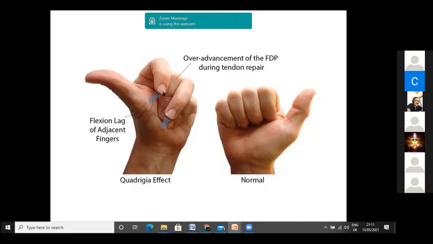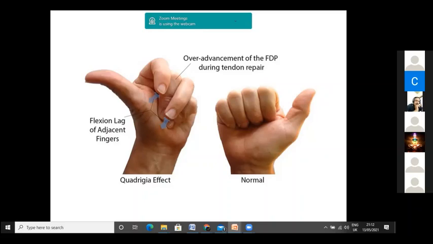So when you try to flex your fingers passively, all have to come together. If one tendon is tighter because of shortening, by making a tunnel, then the rest of the fingers will not be able to come to the fist. Hope you understand. So that is what a quadriga effect is. Is it clear, Shyam? Yes, sir. So you should never make a tunnel, because that tunnel will reduce the length of the tendon.